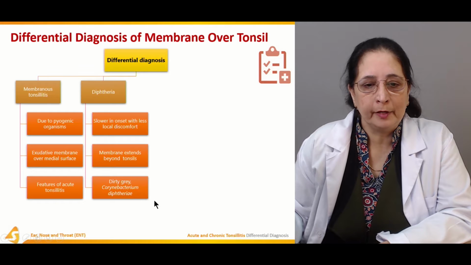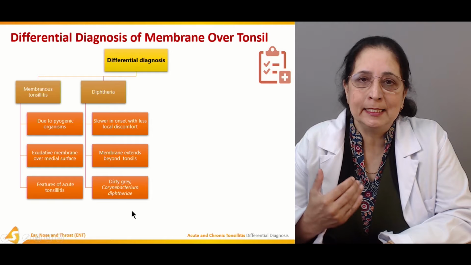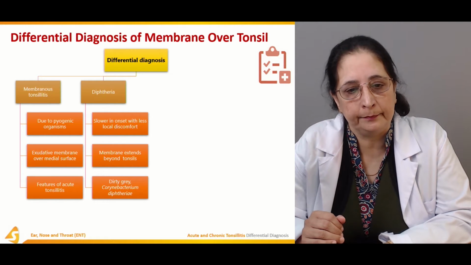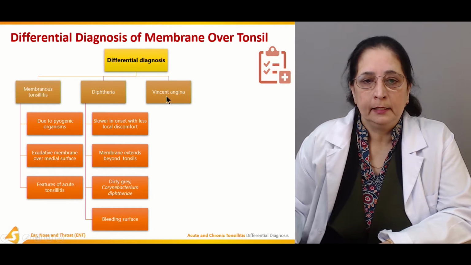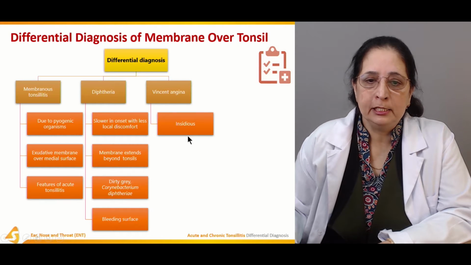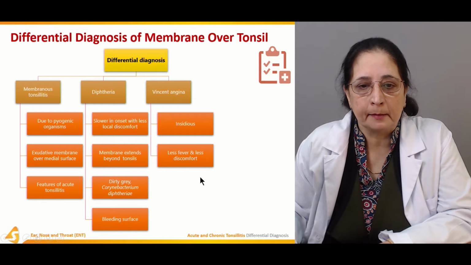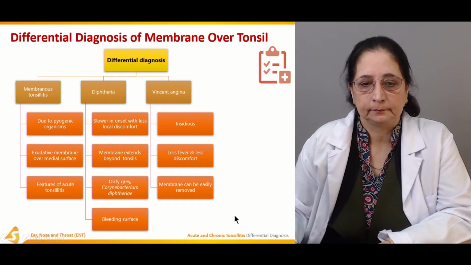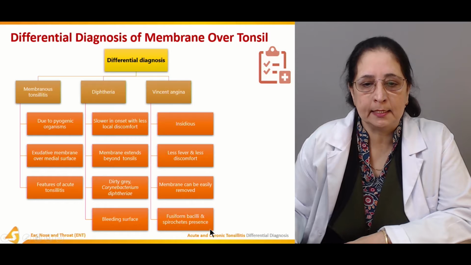The membrane is dirty gray in color and it is caused by Corynebacterium diphtheriae. Bleeding surface is present. Other condition is Vincent angina. It is insidious in onset, less fever and less discomfort. Membrane can be easily removed. Fusiform bacilli and spirochetes present.